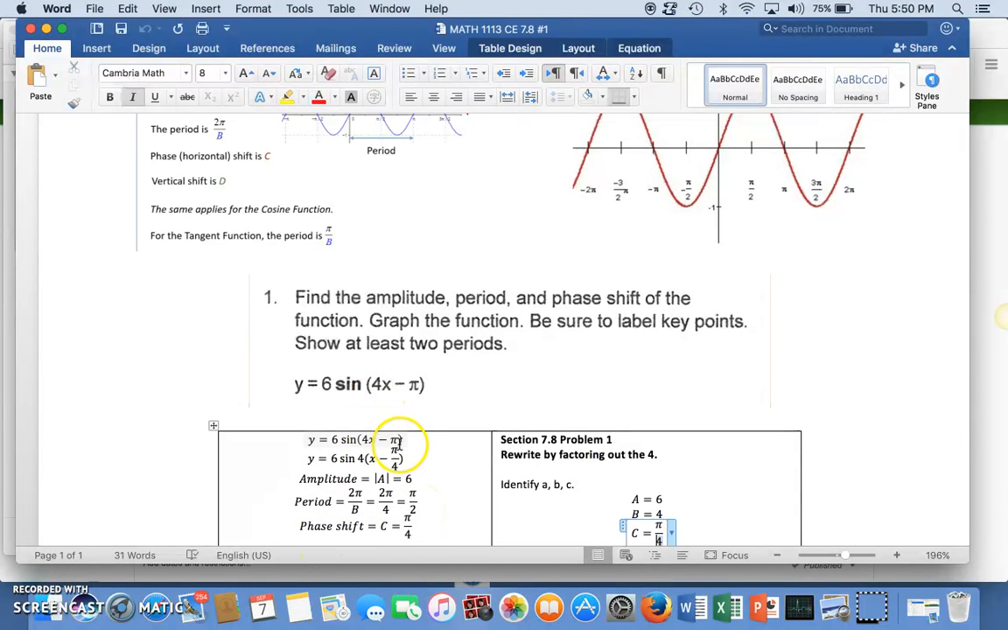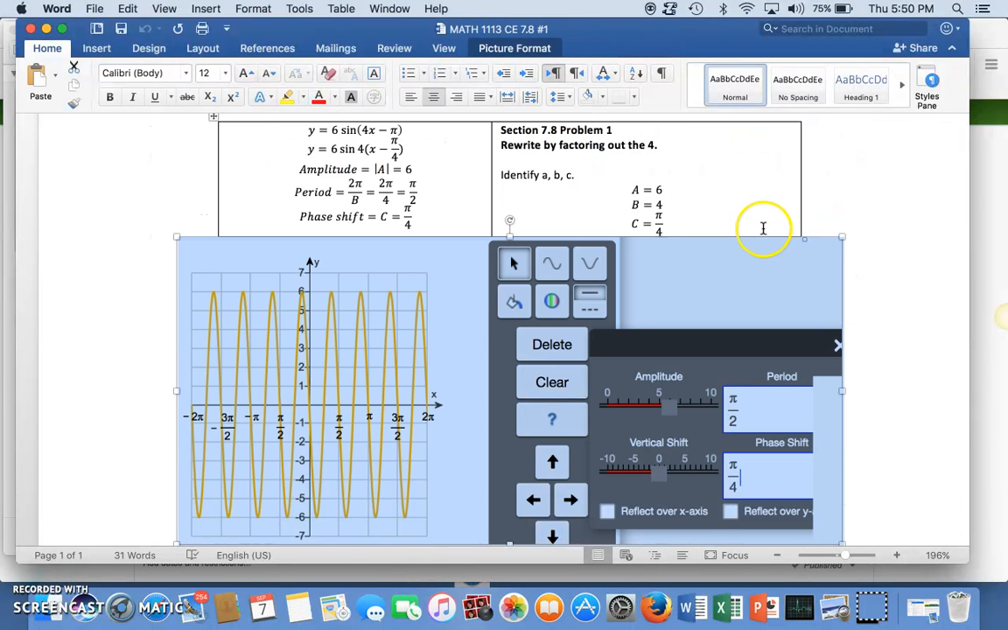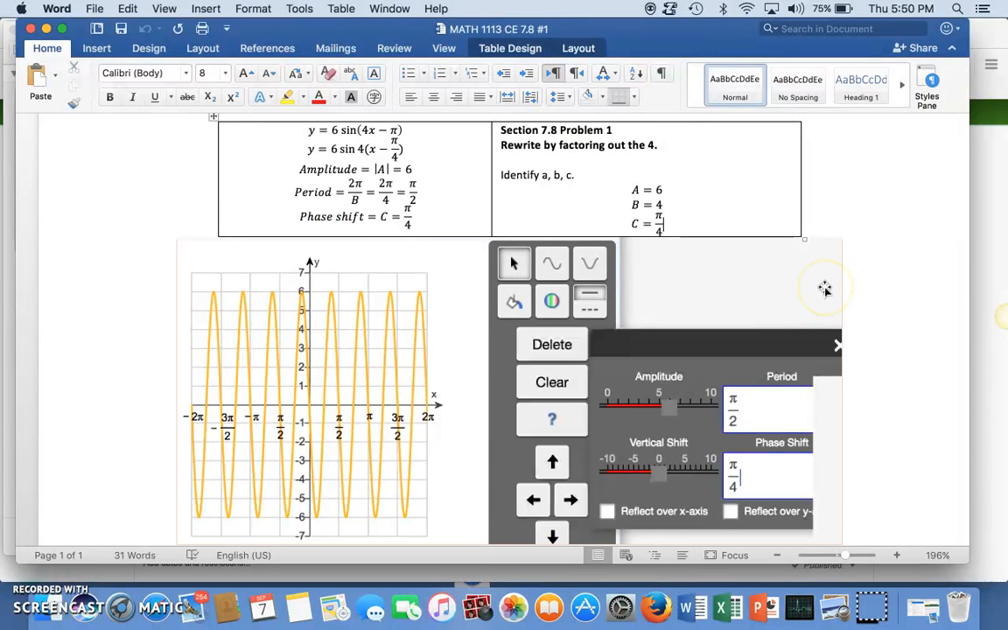Your phase shift is right here. It's the opposite of whatever's here. This is a negative. It's part of the formula. Change the sign and make it a positive, pi over 4. Okay, now they want you to graph it.